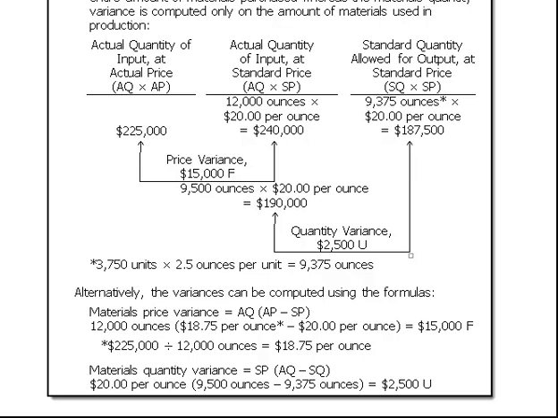Now this of course assumes the new supplier is lower than the old supplier, and the old supplier was built into the standard. So the conclusion here is the price variance is pretty large relative to the relatively small quantity variance. So this looks like a good deal for this company to enter into this arrangement.